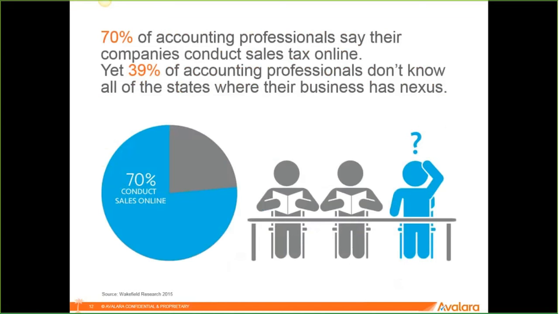This is a study done by Wakefield Research. It indicates the different types of companies that are selling online and their awareness around Nexus. It's kind of funny; it brings to mind a quote I've seen recently, I don't know if it was on LinkedIn or some other website: if you thought hiring a professional was expensive, try hiring an amateur. And when it comes to sales tax, it really is true. It's even challenging as a professional.